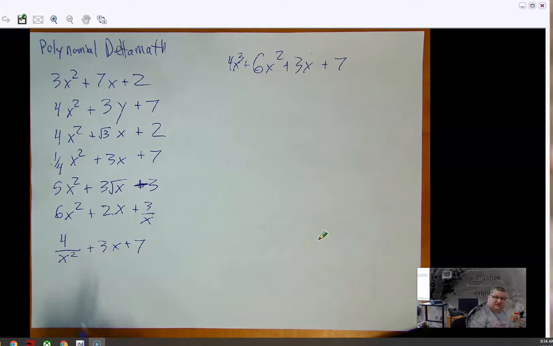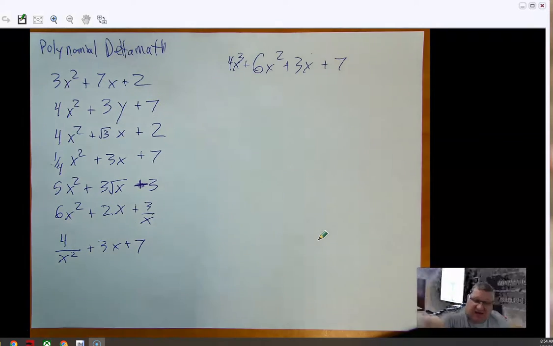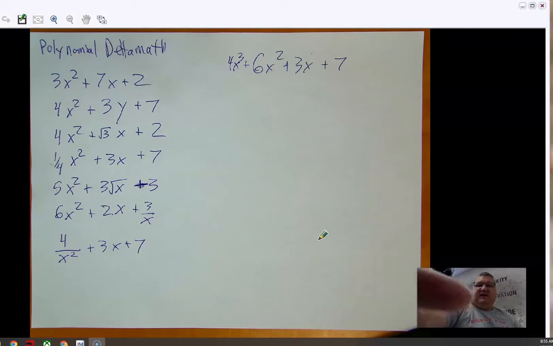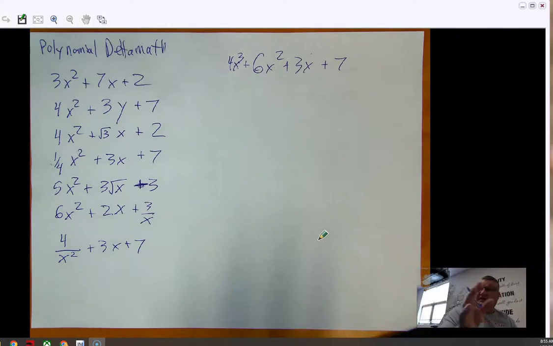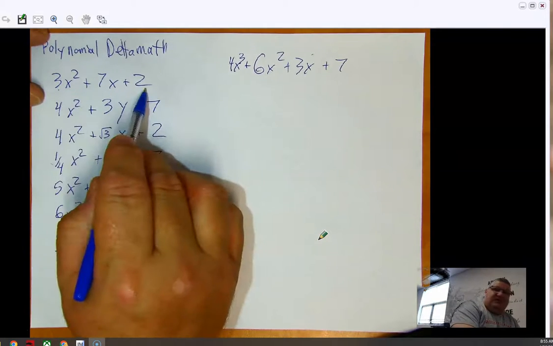Okay, ladies and gentlemen, let's take a look at polynomials and make sure that we understand what is a polynomial, what isn't a polynomial, and that we have, as best we can tell, an understanding of all the vocabulary that goes with polynomials. So here we go. Is this one right here a polynomial?